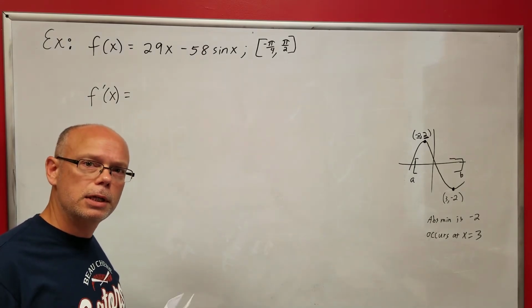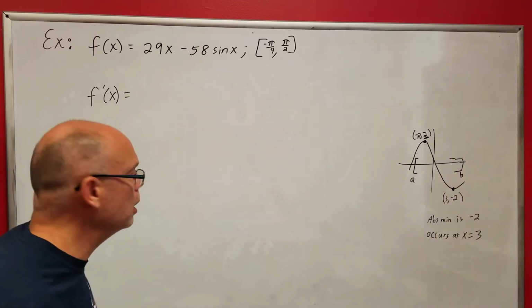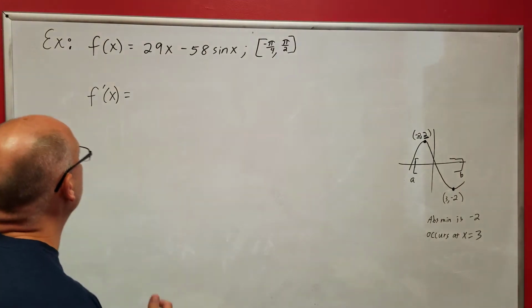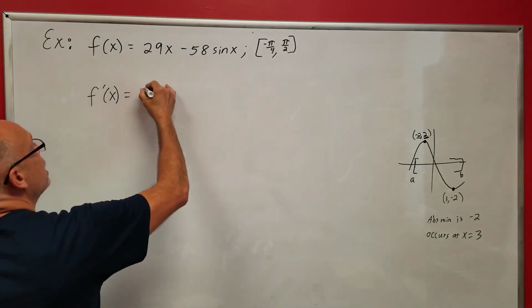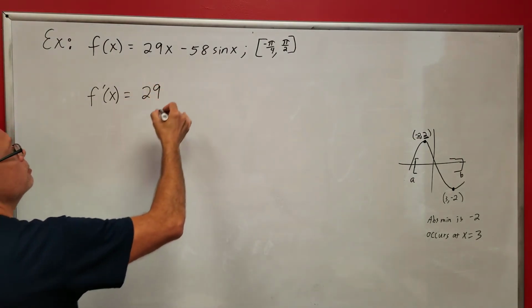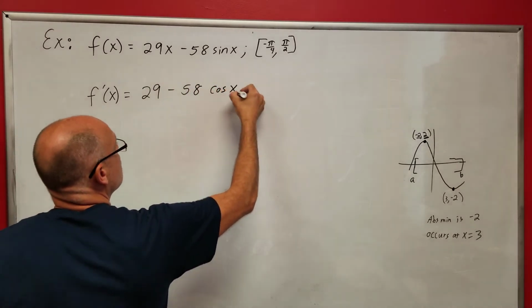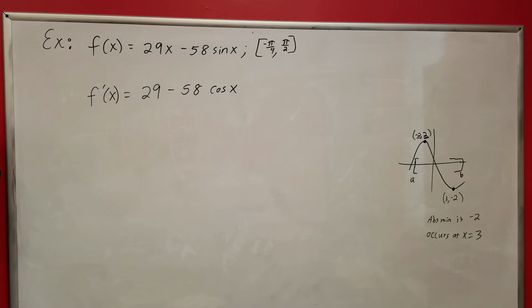So in this quiz, when in doubt, take a derivative. At least go that far and see if it ignites your memory. Alright, let's take a derivative. We have 29 minus 58 cosine of x. There's my derivative.